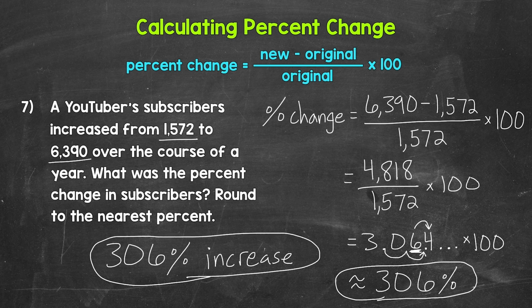Now remember, when it comes to percent changes that are 100% or more, a 100% increase means that the original value doubled. So this 306% increase makes sense. The original amount of subscribers more than doubled, which tells us the percent change is going to be more than 100%. Lastly, let's move on to number 8.